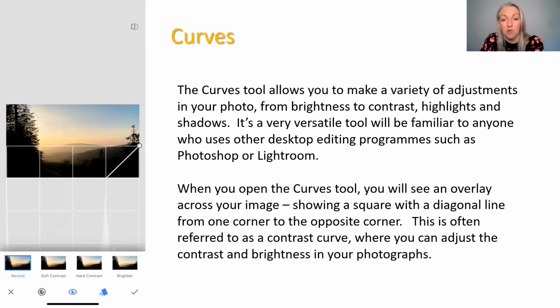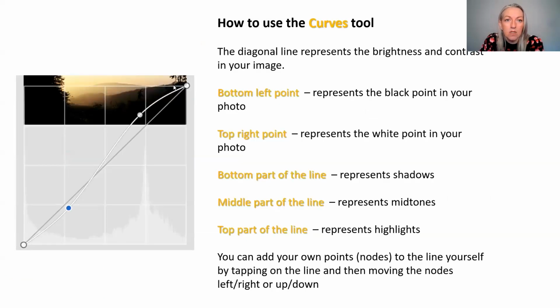Soft contrast is more subtle. So the actual line itself, you can move this line up or down, left or right. So you're moving it this way or this way. It's more like a diagonal movement on the screen.